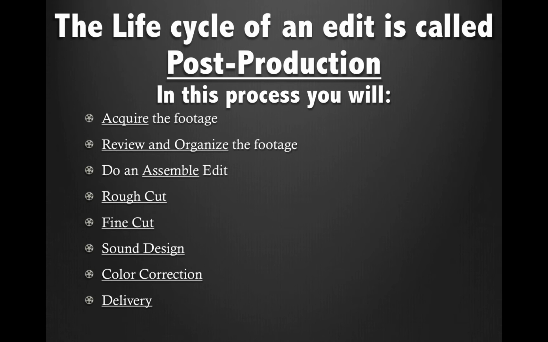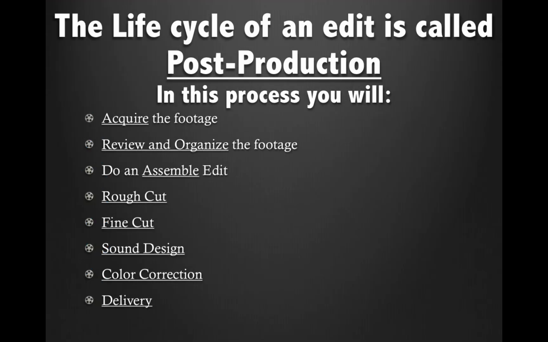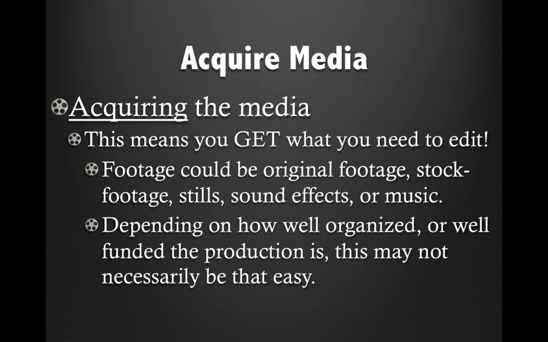All right. Now, this is the nitty gritty part of it. The life cycle of an edit is called post production. In this process, you will acquire footage, you will review and then organize your footage, you'll do an assemble edit, a rough cut, a fine cut, go into sound design, color correction, and then your final delivery. But what does this mean?